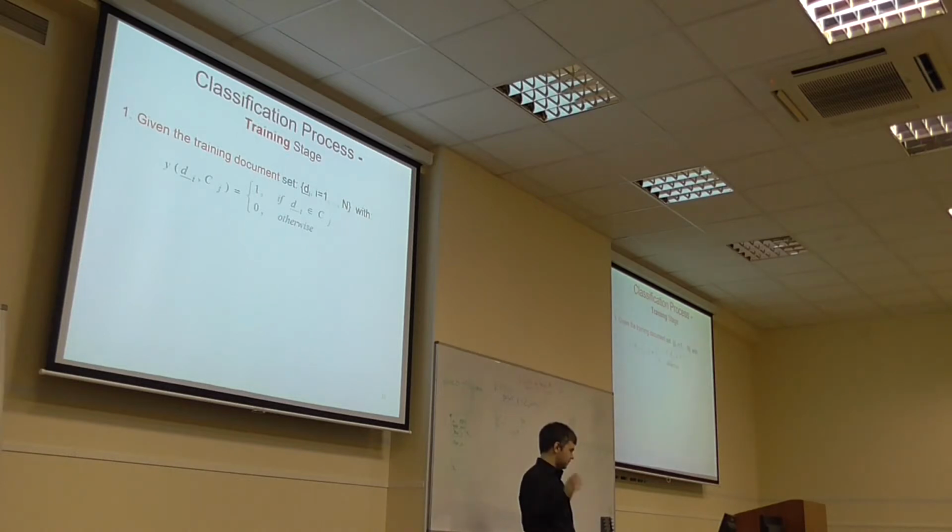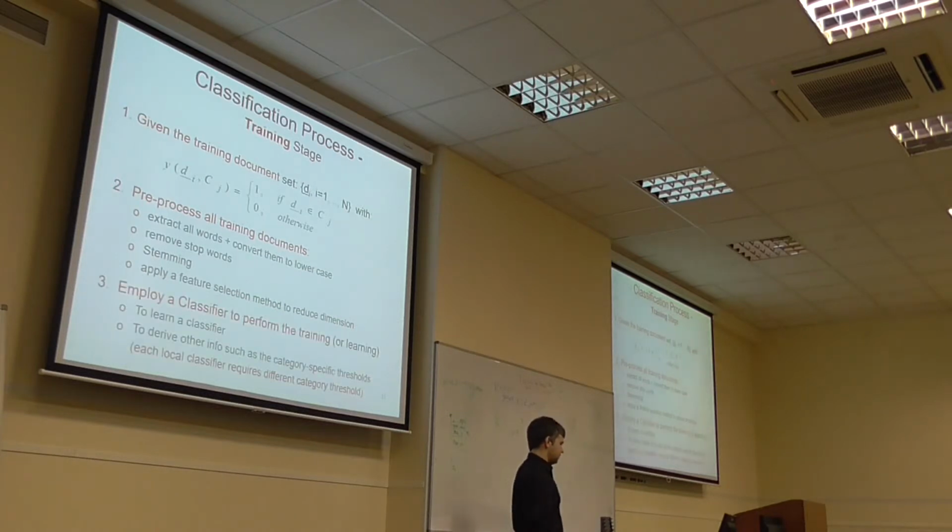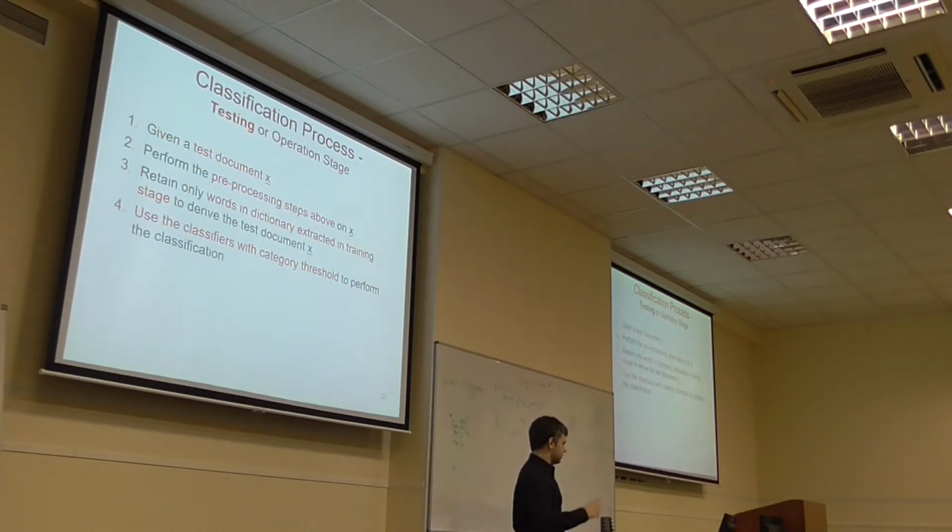So we have this training set of features and a label for each, and we need to pre-process all the training documents, as I mentioned many times before. I won't go into this again. And then we have some classifier, some model that we train based on these documents. After that we can use the trained model to test.